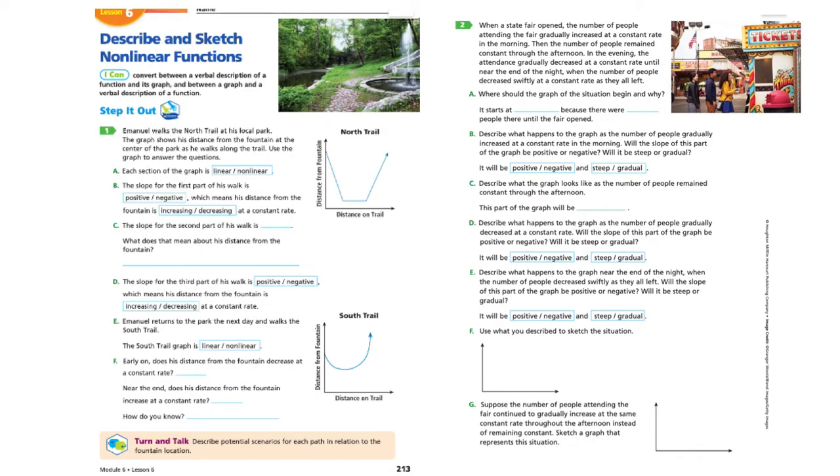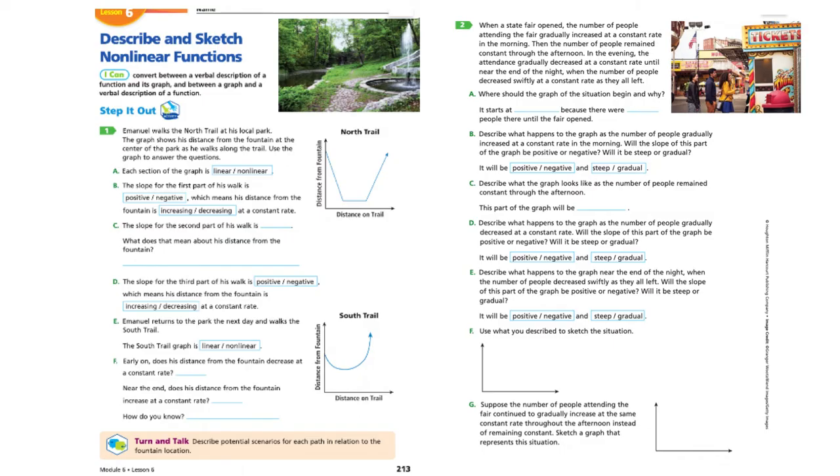F, early on, does his distance from the fountain decrease at a constant rate? So remember again, what does it mean when it's a linear graph versus a nonlinear graph? And you can go back and look at previous lessons if you need some help remembering that. Near the end, does his distance, so this first one early on, they're talking about this portion, and then they're saying near the end, does this distance from the fountain increase at a constant rate? Yes or no? And how do you know?